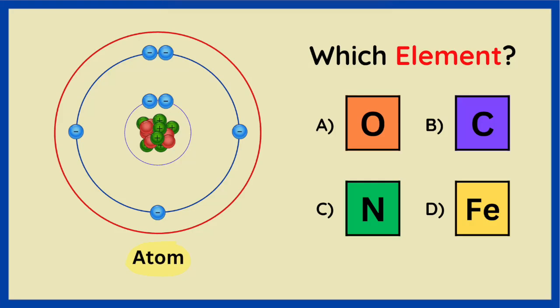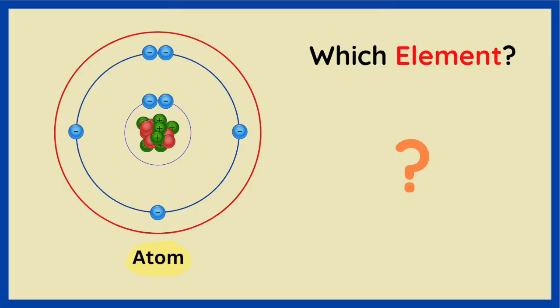Which of these elements corresponds to this atom we see here on the left? O, C, N, or Fe? I'll admit, this is a really confusing question because it's like, how in the world are we going to figure out which element this is? Are we really supposed to count all the particles in the nucleus?